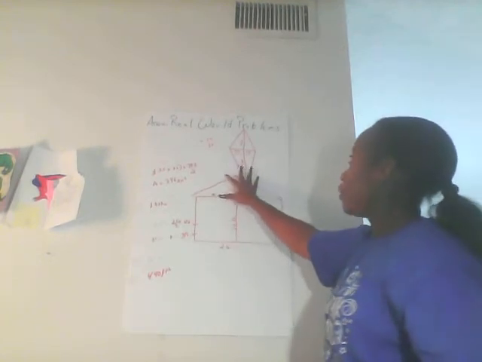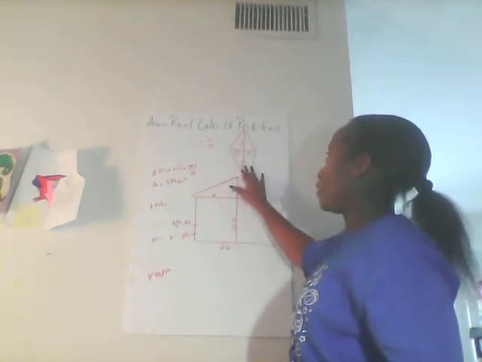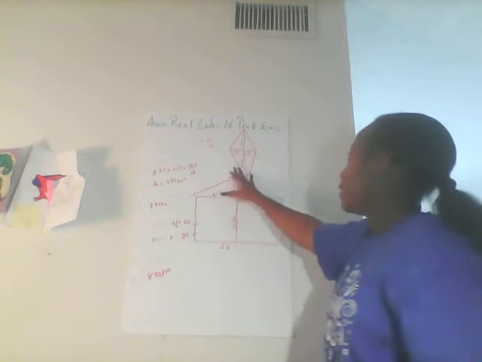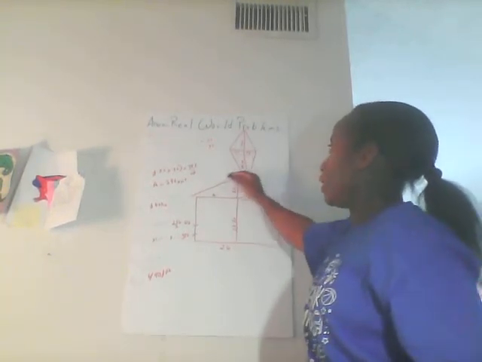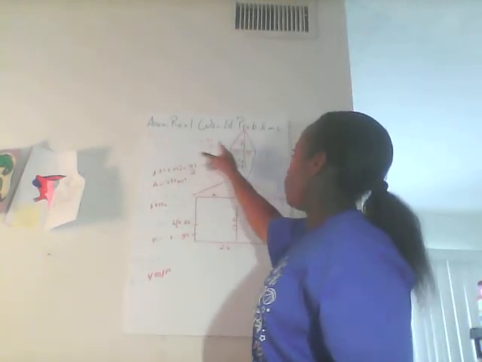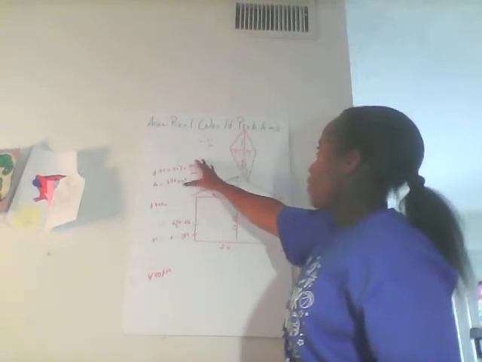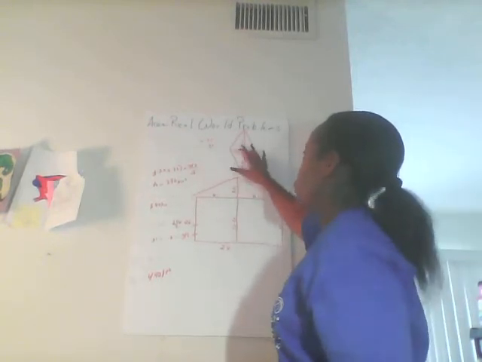Alright, first you have to solve for both triangles. There are 2 sets of triangles on the kite. You have the upper half and lower half. You have to add both the bases together, which would be 11 plus 11. You add both the heights together, 24 plus 12.